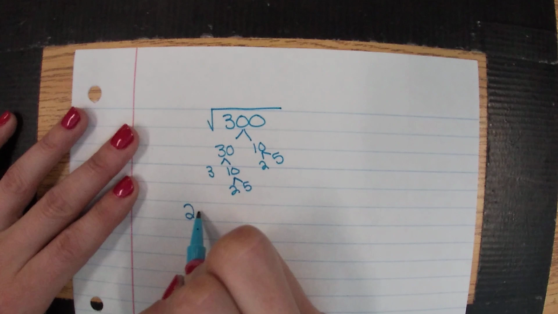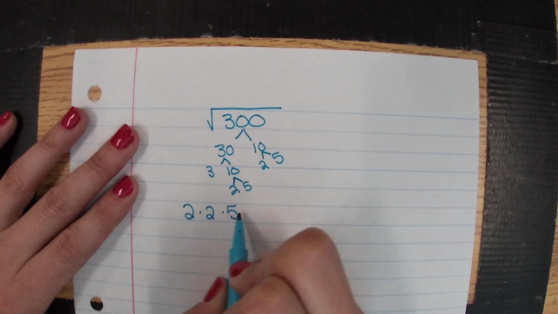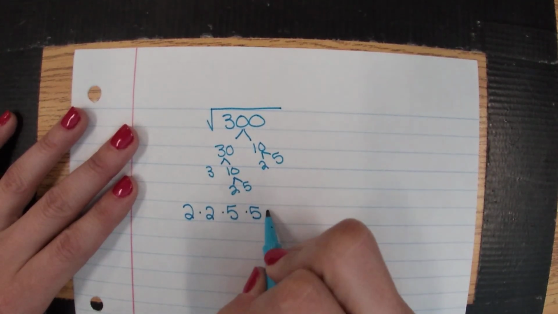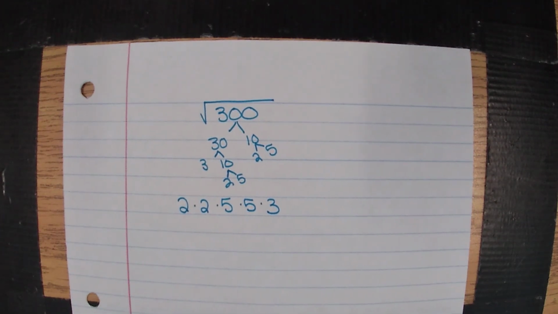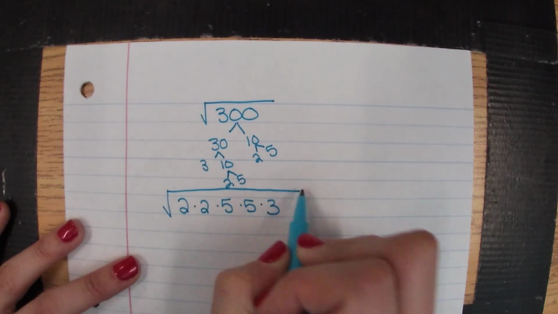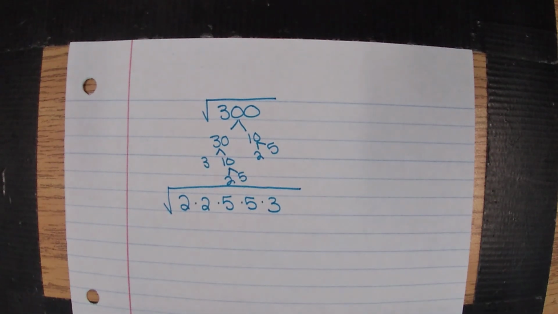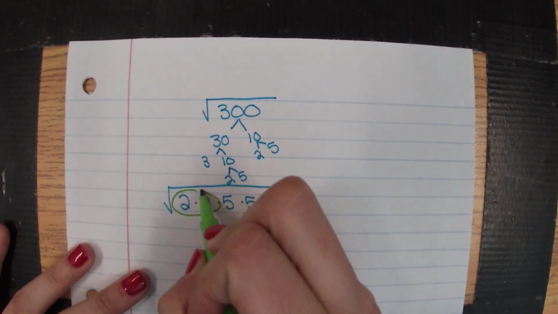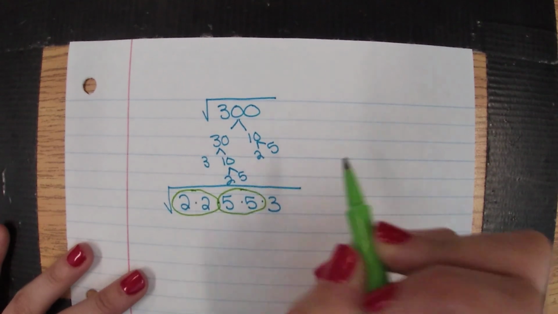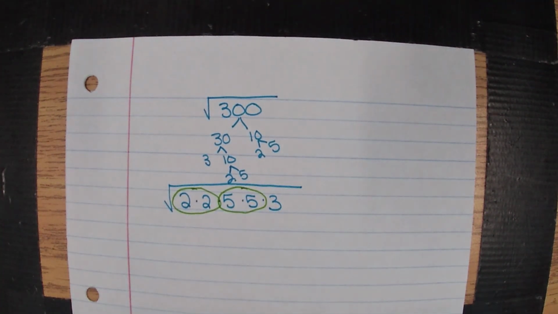Okay, so our prime factorization is 2 times 2 times 5 times 5 times 3. Okay, and so now we have the square root of 2 times 2 times 5 times 5 times 3. And so our next step says that we are going to circle any pairs. So I see a pair here, and I see a pair here.